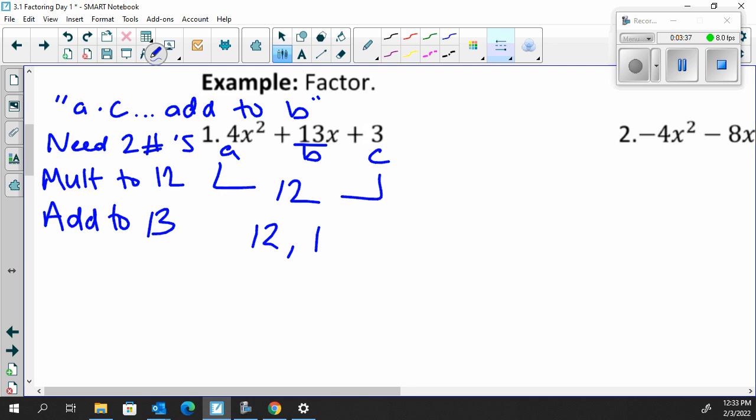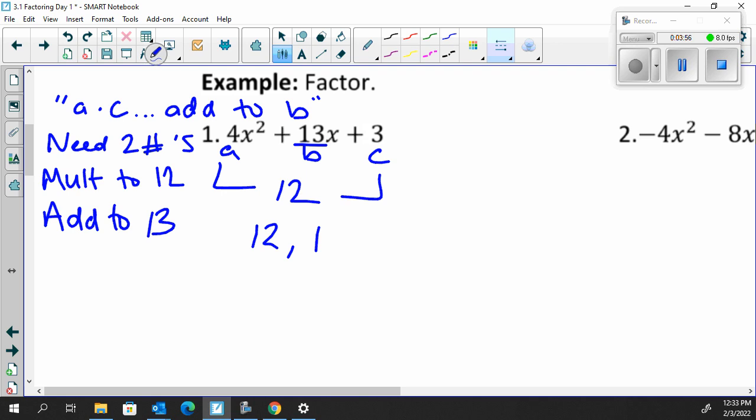Those are the two numbers for me. Are you fast with me so far? Maybe? A little bit? Alright, so I multiplied A times C, got my two numbers, which multiply to 12 and add to 13.